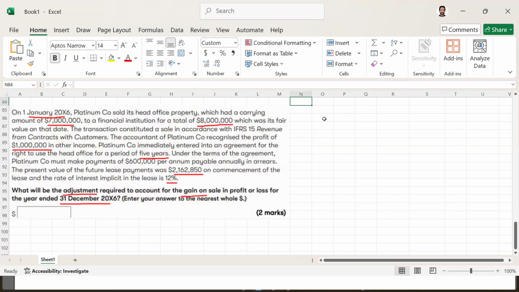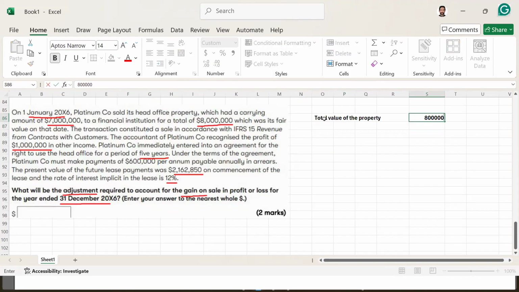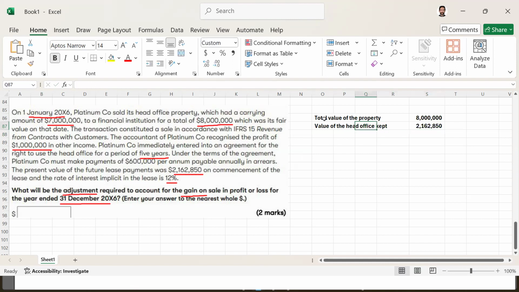Okay, so let's see. We have the total value of the property. I will write it in a way that makes it easy for you to understand. The total value is 8 million, and the value of the head office retained is the present value of the lease payments, which is 2,162,850. This is the value that has been kept or retained.